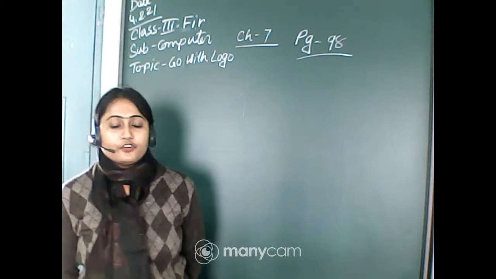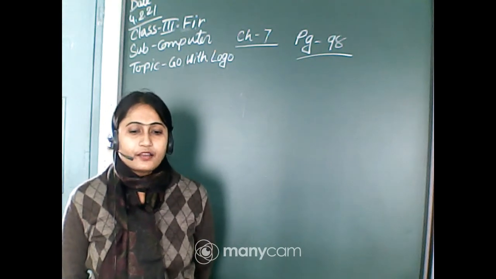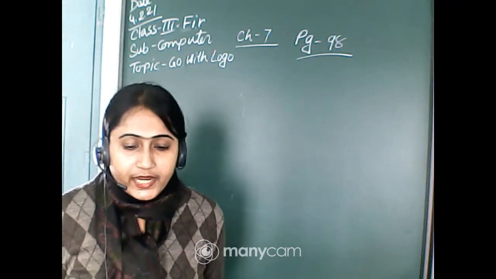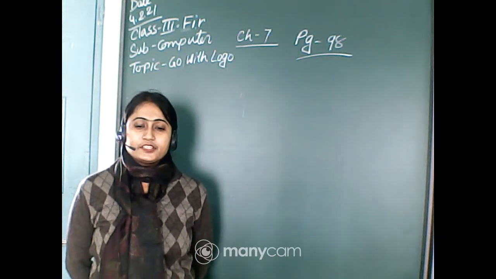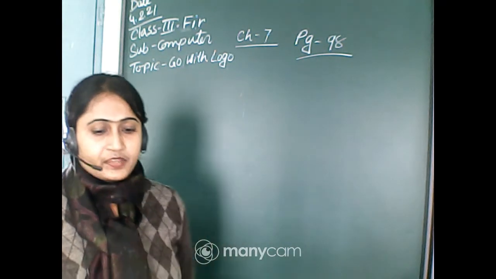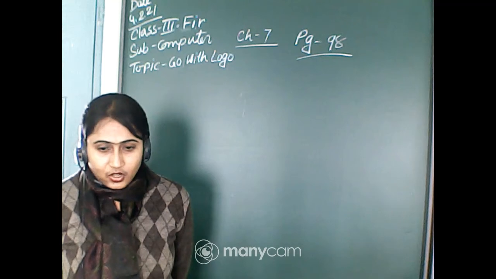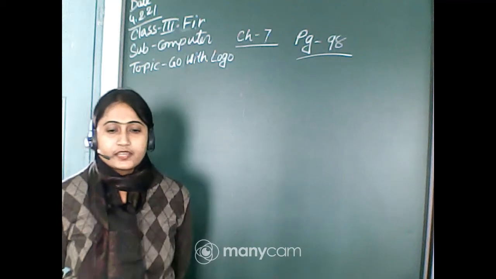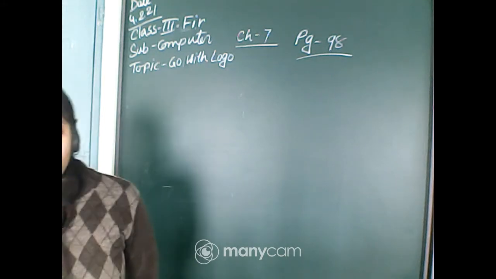The full form of Logo is language oriented, graphic oriented. And what is Logo? Logo is a computer language. Once more I will repeat: logic oriented, graphic oriented is also correct. I already discussed this one. Here in your book it is written language oriented and graphic oriented. This one is also correct.